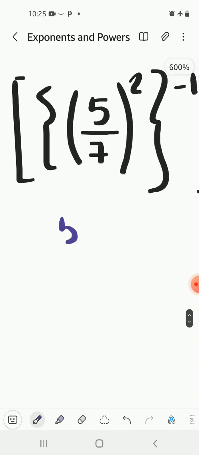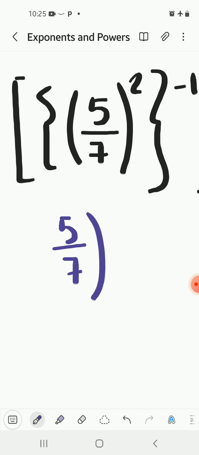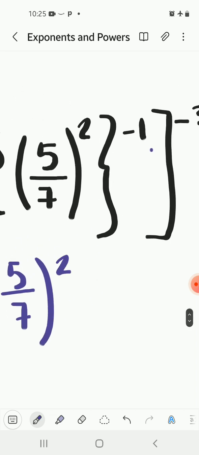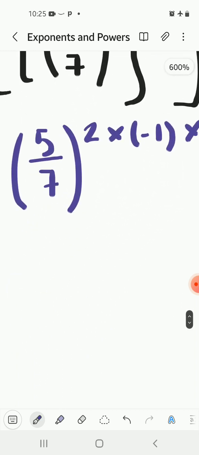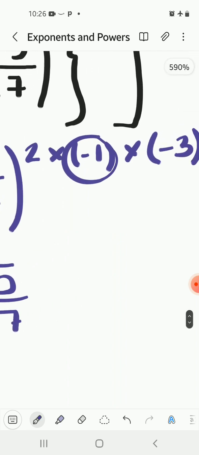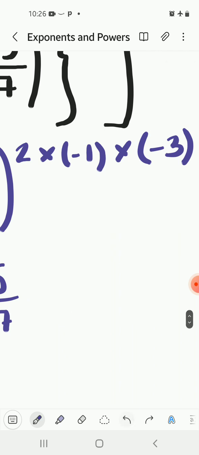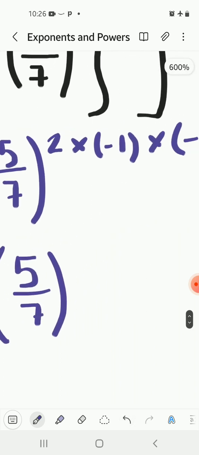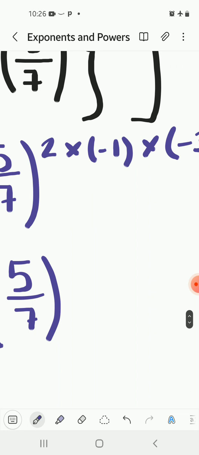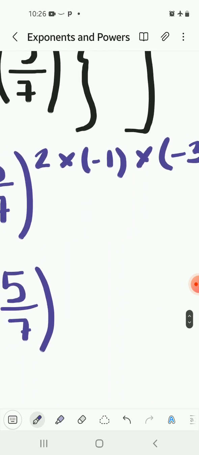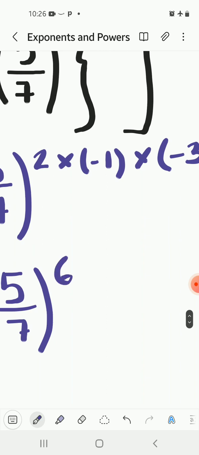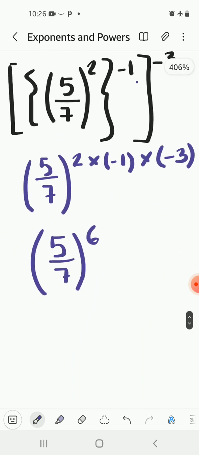We are going to write 5 by 7 and multiply the powers. 2 into minus 1 into minus 3. Multiply all the powers. So here we get 5 by 7. For simplicity purpose, I've kept the minus ones within brackets. Now 5 by 7, 2 into minus 1 is minus 2, into minus 3. So minus into minus becomes plus and 3 2s are 6. So this becomes my answer.